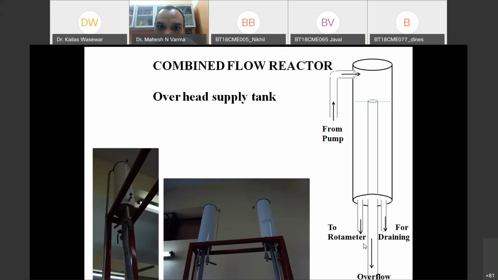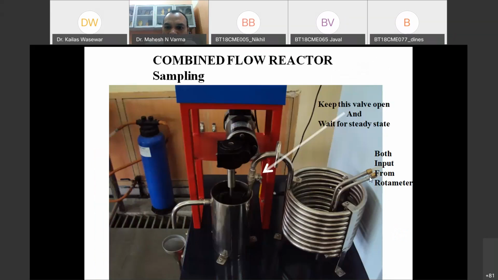If I connect the centrifugal pump directly, then initially when you set it to 10 lph, after some time you will see that it reduces to 9 lph, 8 lph, and so on. This is happening because the input head is changing. So to keep the head given to the rotameter constant, this overhead tank is given. This is the main purpose of the overhead tank.